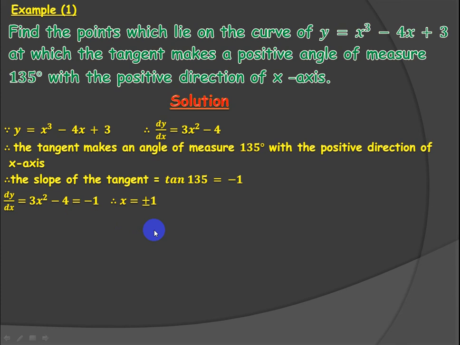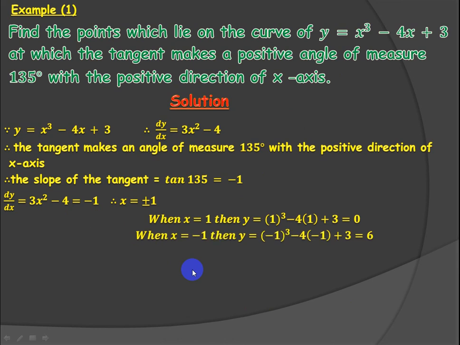Then I will substitute x in the equation of the curve, one time by 1 and the other time by -1. When x equals 1, y equals 1 cubed minus 4 times 1 plus 3, which is 0. And when x equals -1, y will equal 6. So the points (1, 0) and (-1, 6) are the points which lie on the curve x cubed minus 4x plus 3.